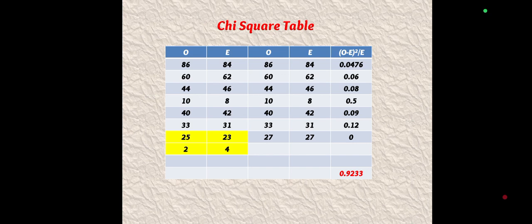We get 0.0, in the last column, 0.0476, 0.066, 0.08, 0.5, 0.09, 0.12 and 0. Finally, adding these values, 0.9233. This is called the chi-square calculated value.